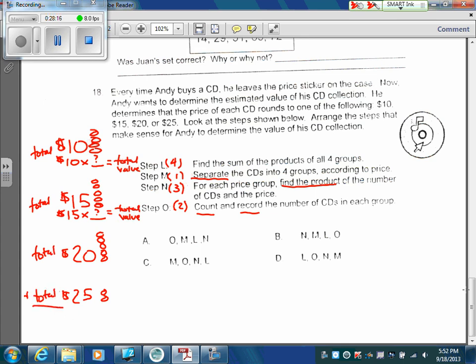Well, then I'm going to add all those totals and get my overall total that tells me the value of everything. Well, that's step 4, is find the sum of the products of all 4 groups. Well, I can't do that until I've done everything else. So my steps, I put a 1 next to M, 2 was step O, 3 was step N, and 4 was step L, matched up, and your answer is C.